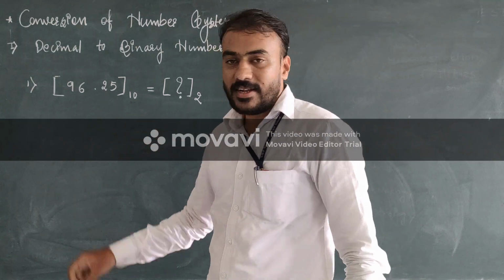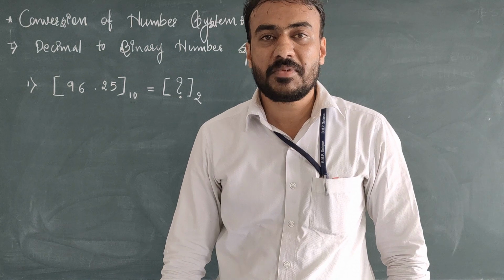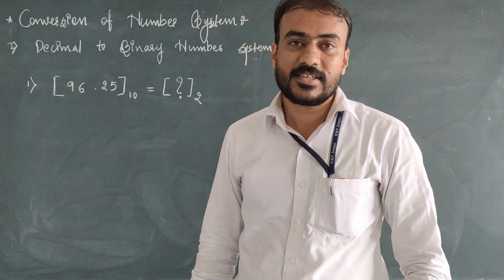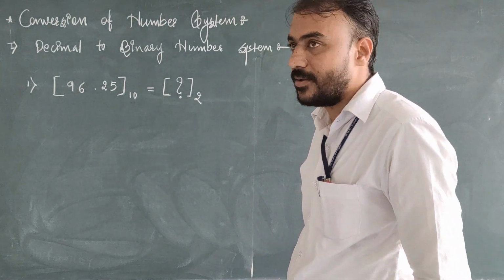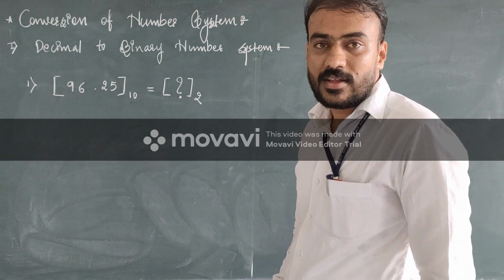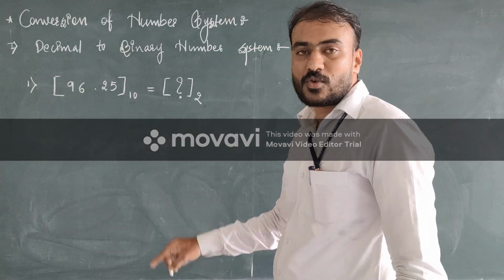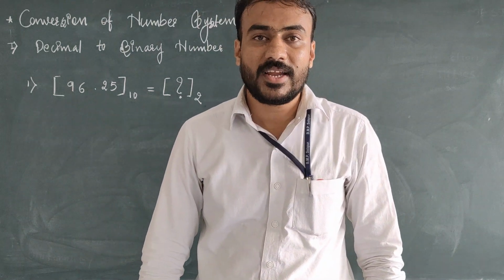The reason the base value or the radix value is 10 is that the decimal number system consists of the numbers 0 to 9. As it consists of the numbers from 0 to 9, the base value or the radix value becomes 10. Next, on the right hand side of the equal to sign, what have we given? We have given 2 at the base. So what does the 2 represent here? The 2 represents the binary number system.